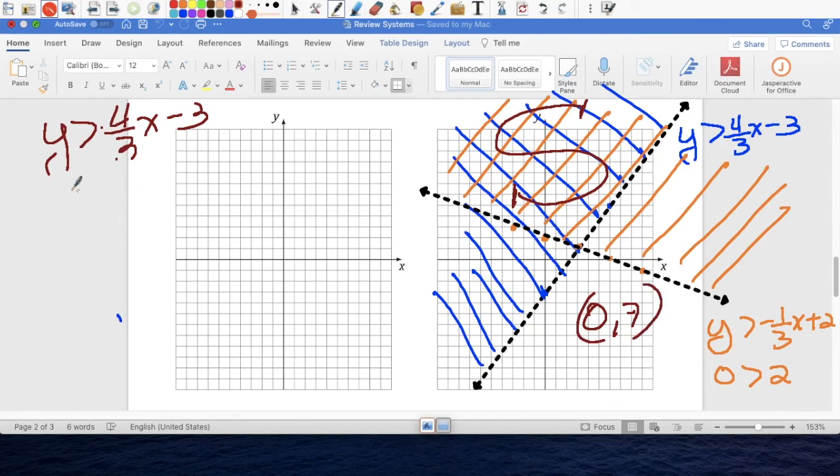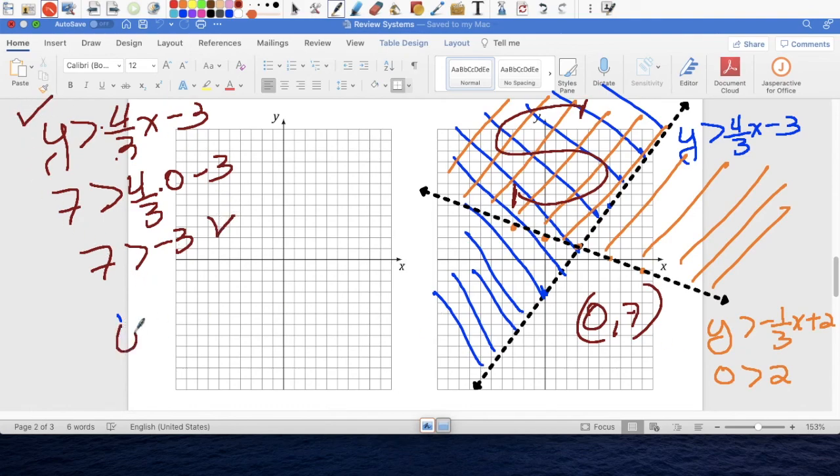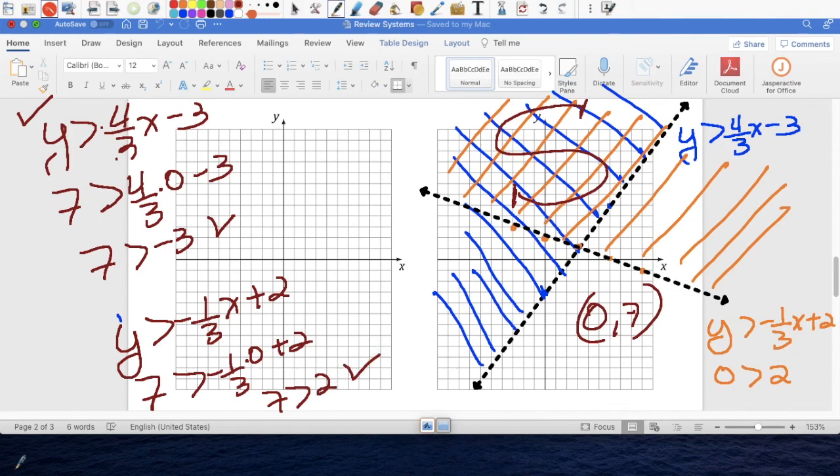So, y equals 7, greater than 4/3 times 0 minus 3. 7 is greater than -3. That's true. So inequality 1 works. Inequality 2, y greater than -1/3 x plus 2. So let's replace 0 and 7. So we get 7 greater than -1/3 times 0 plus 2. 7 is greater than 2. That also worked for the second inequality. Okay? And that's pretty much it.